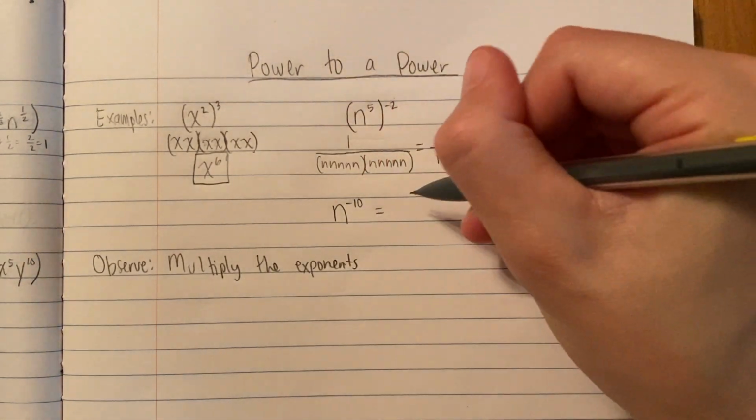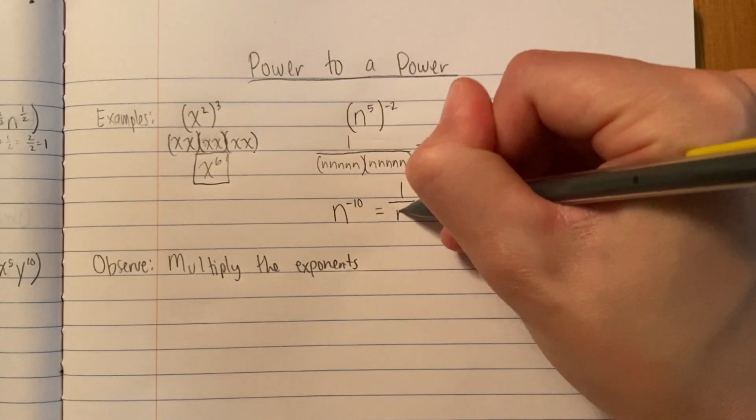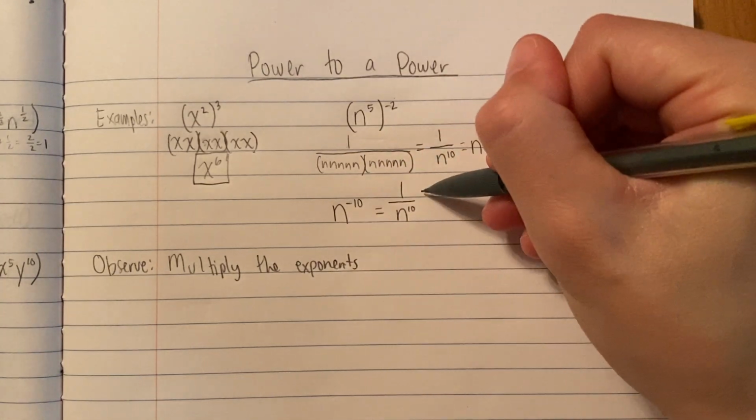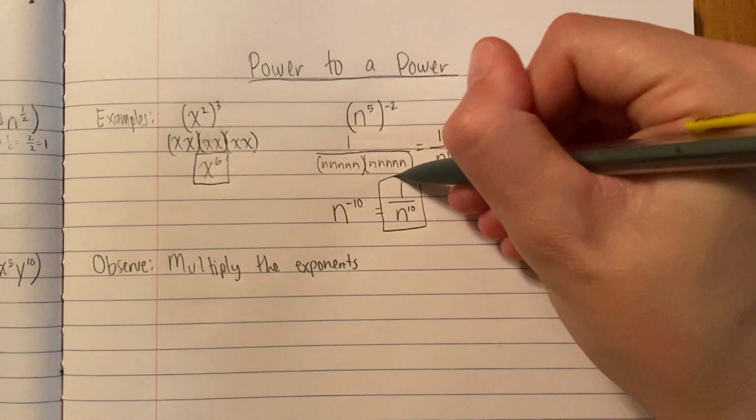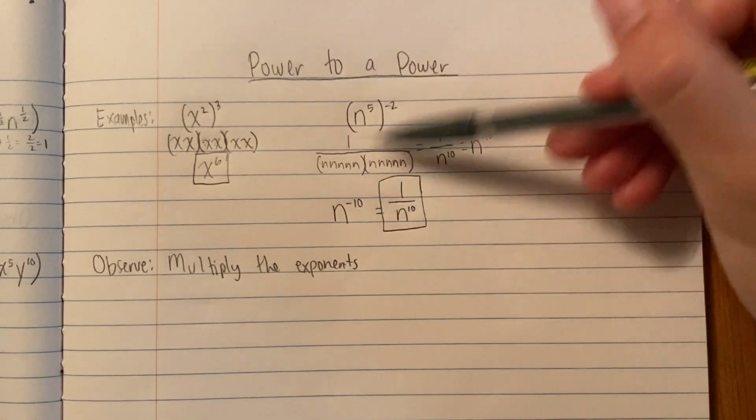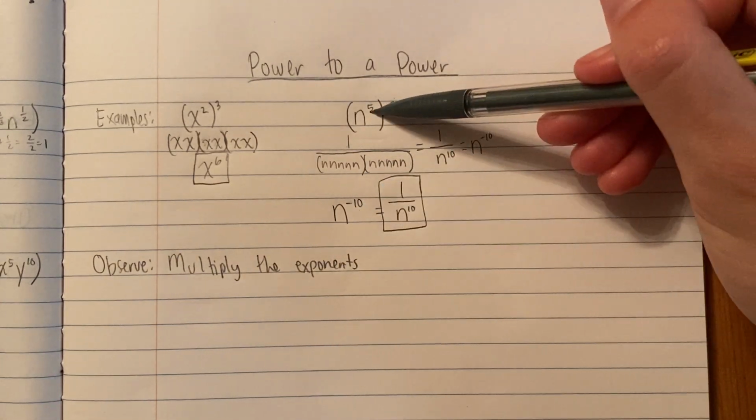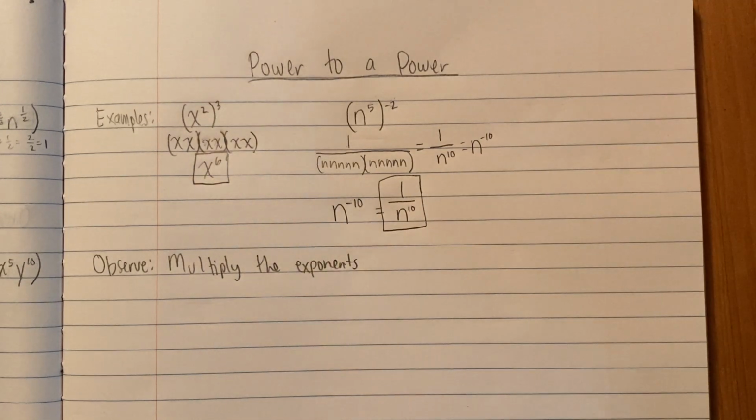And when I get something like this with a negative exponent, I rewrite it like this with a positive exponent. So this is your answer that you would put in. But this is that intermediate step, right? And 5 times negative 2 is negative 10, and then write it like this.